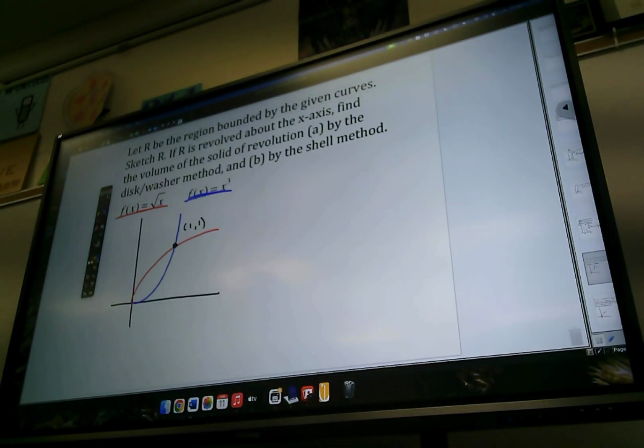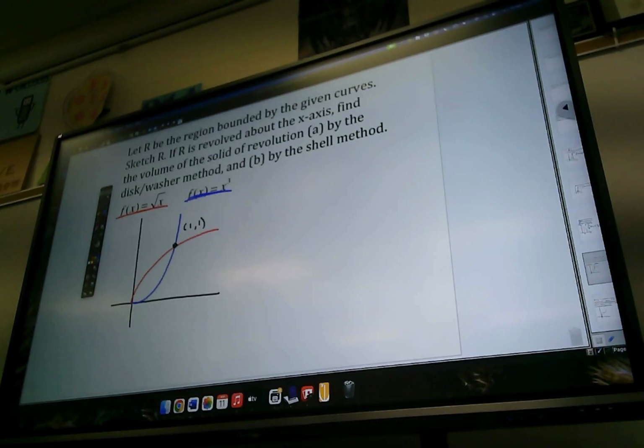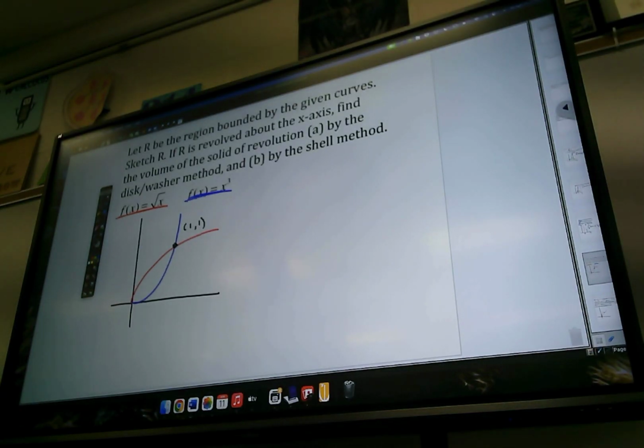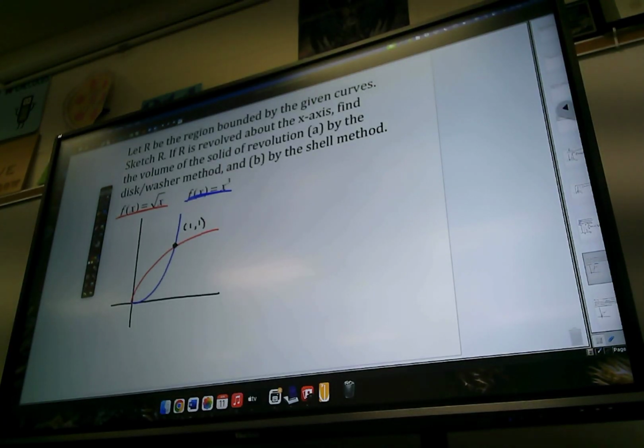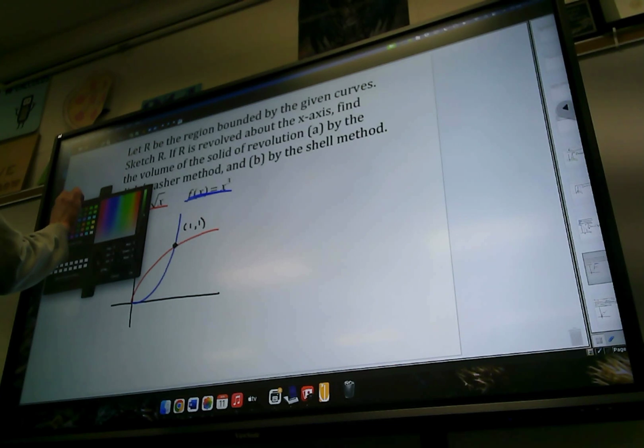Next, what we're going to do is we're going to talk shells versus washers. Now, the volume, no matter what I do, is going to be the same. So it says, let R be the region bounded by the given curves. Sketch R if R is revolved around the x-axis. So both ways, both shells and washers, I'm revolving around the x.